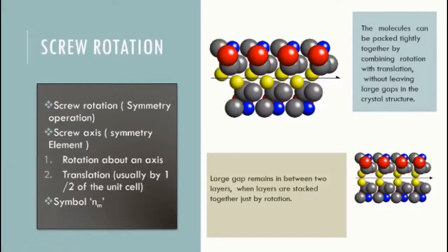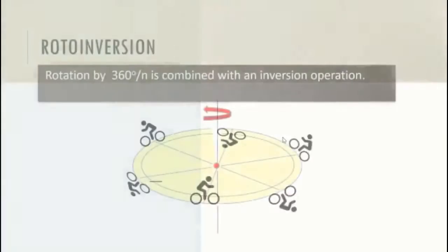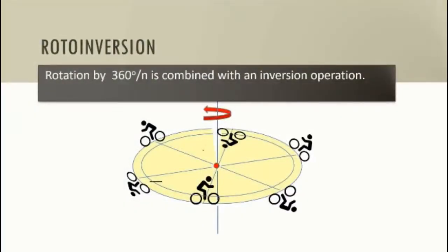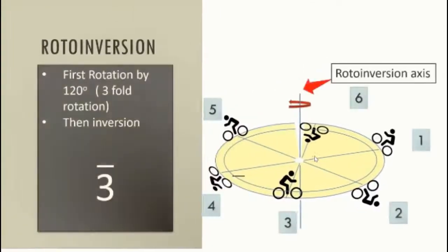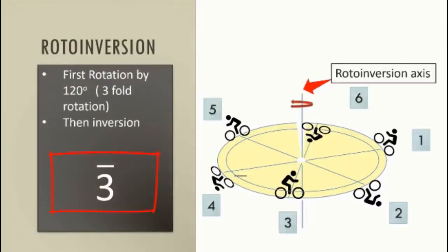Rotoinversion is another compound symmetry operation that is usually present in crystals. In this combined symmetry operation, rotation and inversion are performed one after another. That is, first we perform a rotation by 360 divided by n degree, which is then followed by an inversion at the center of inversion of object. Let us see the 3-bar rotoinversion in action. In 3-bar rotoinversion, we perform inversion operation after 3-fold rotation.